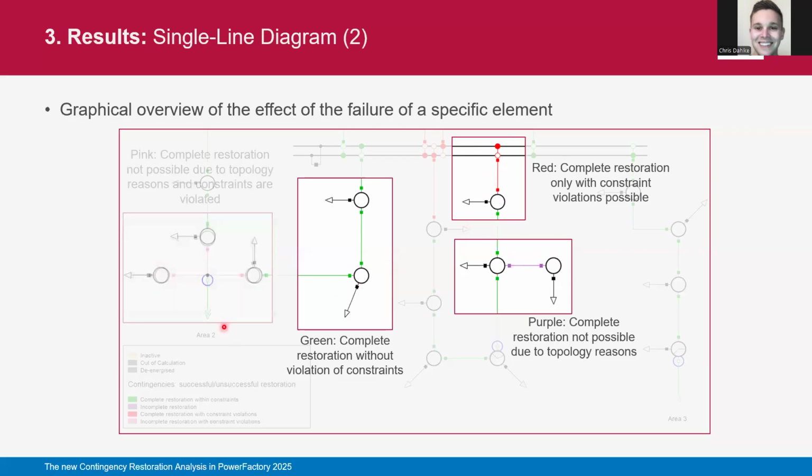And then, of course, we can have the combination of both. So when we cannot resupply some customers due to topological reasons and some due to constraints that would be violated during the process, then we will get the pink color here. Of course, those are just the default colors. So as with every color legend in PowerFactory, you are free to change the colors according to your needs. This is just the predefined version of the coloring of the single line diagrams.